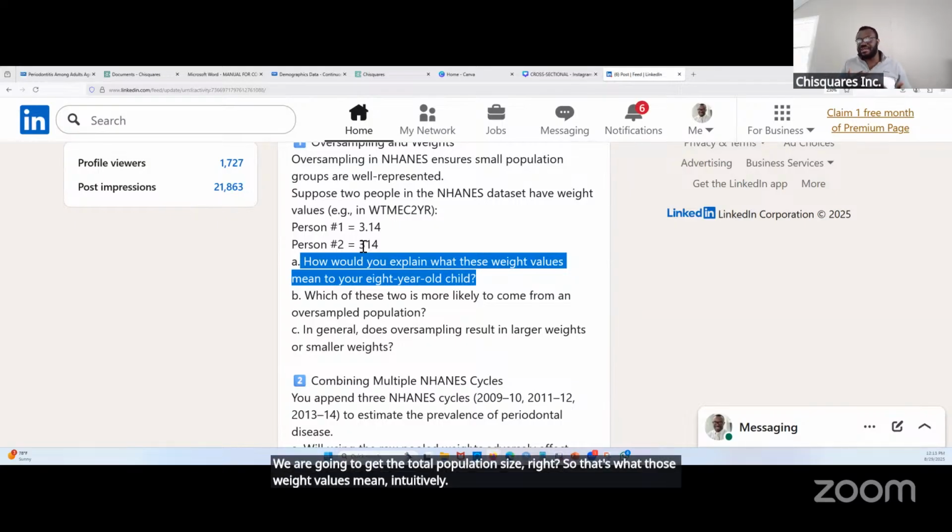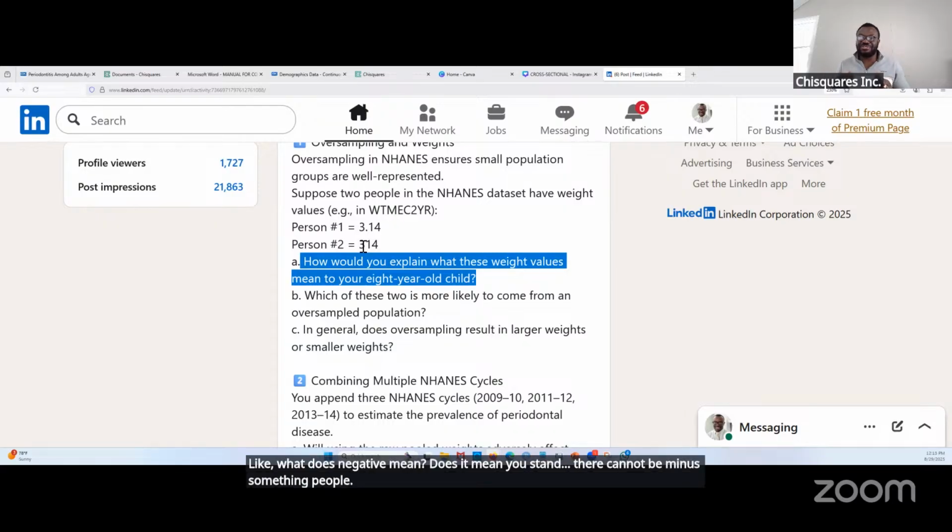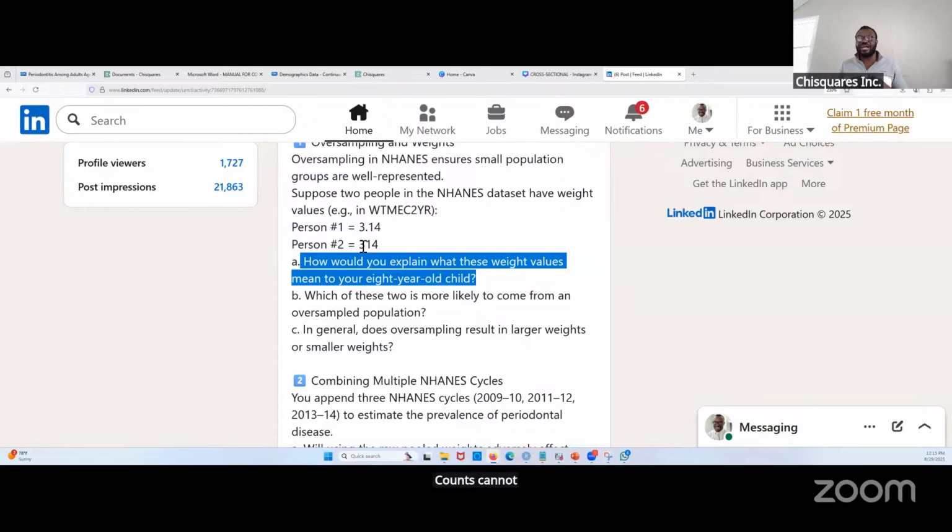So you can now understand why a weight value cannot be negative. Like, what does negative mean? Does it mean there can be minus something people? Count cannot be negative, and that's why you cannot have a negative weight. So that's what that means.